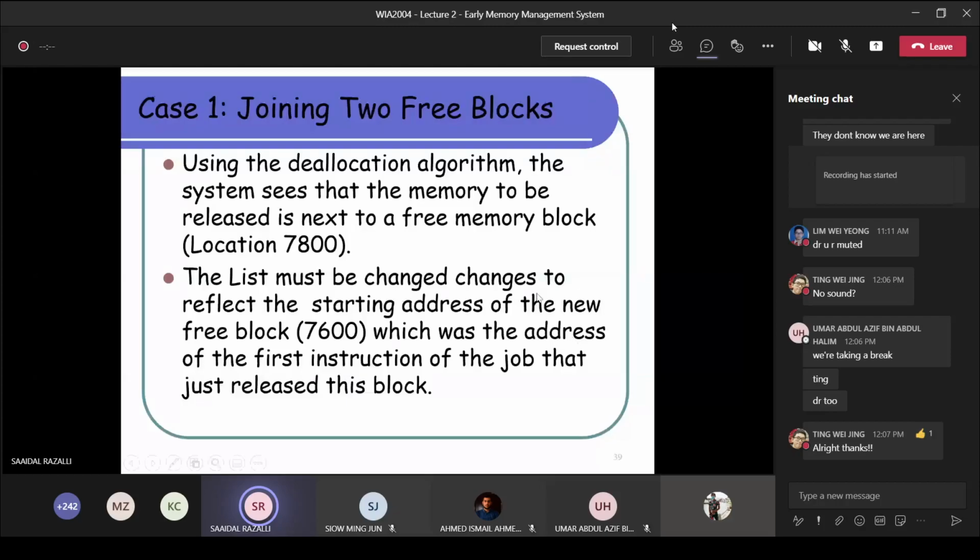Case 1, joining 2 free blocks. Using the de-allocation algorithm, the system sees that the memory to be released is next to a free memory block, location 7800.